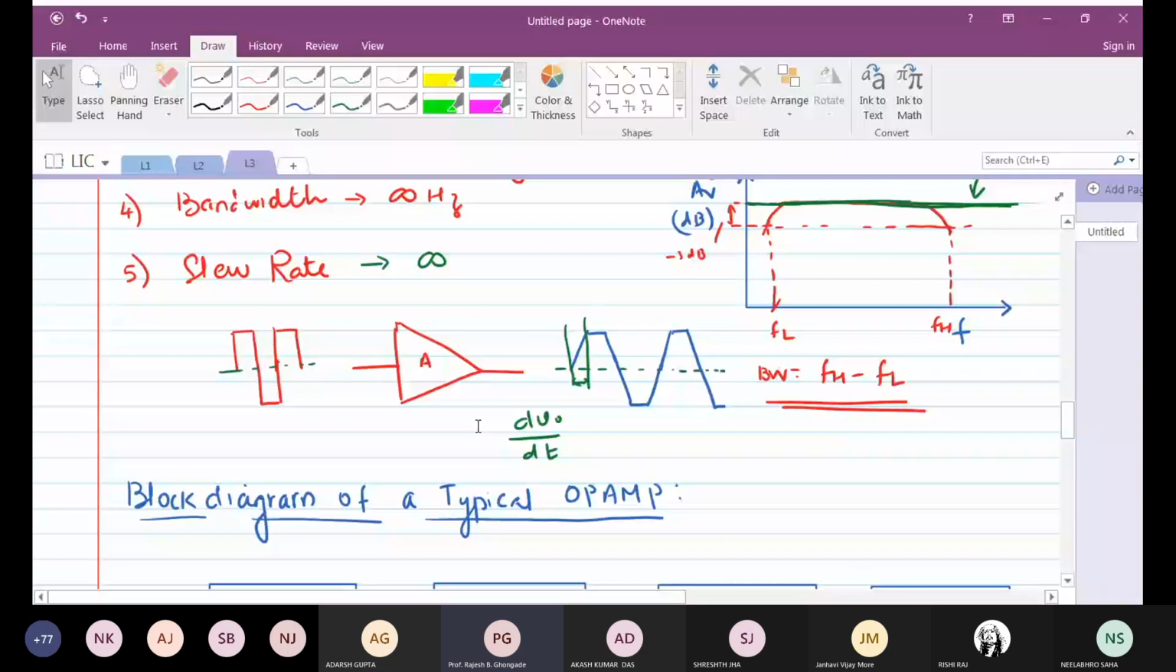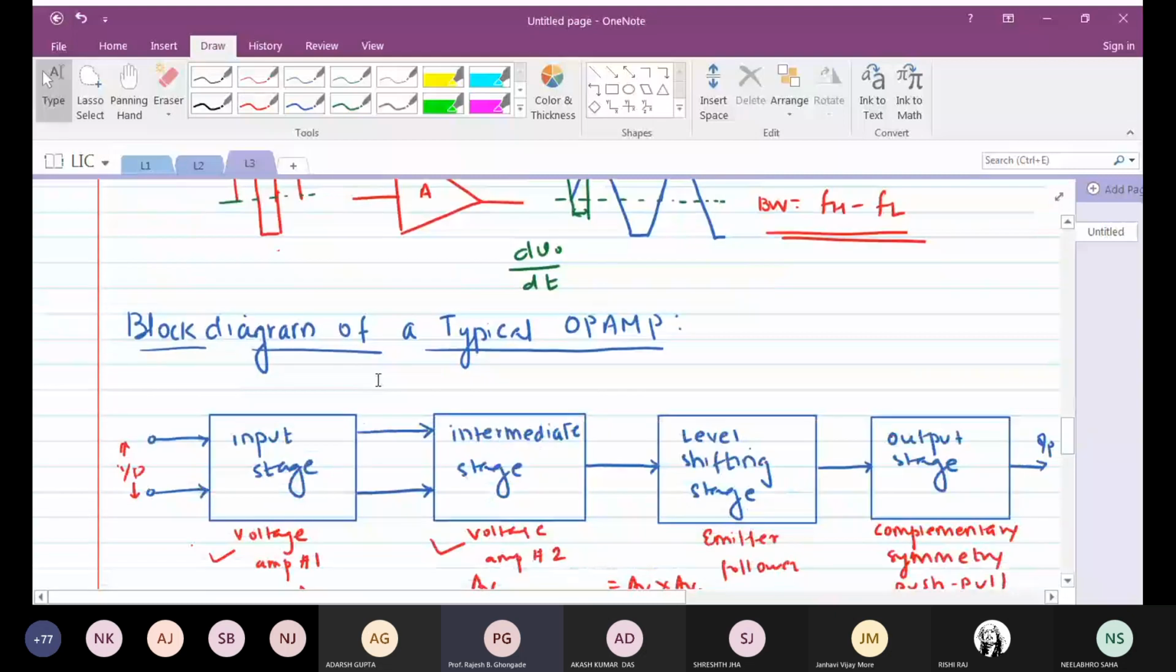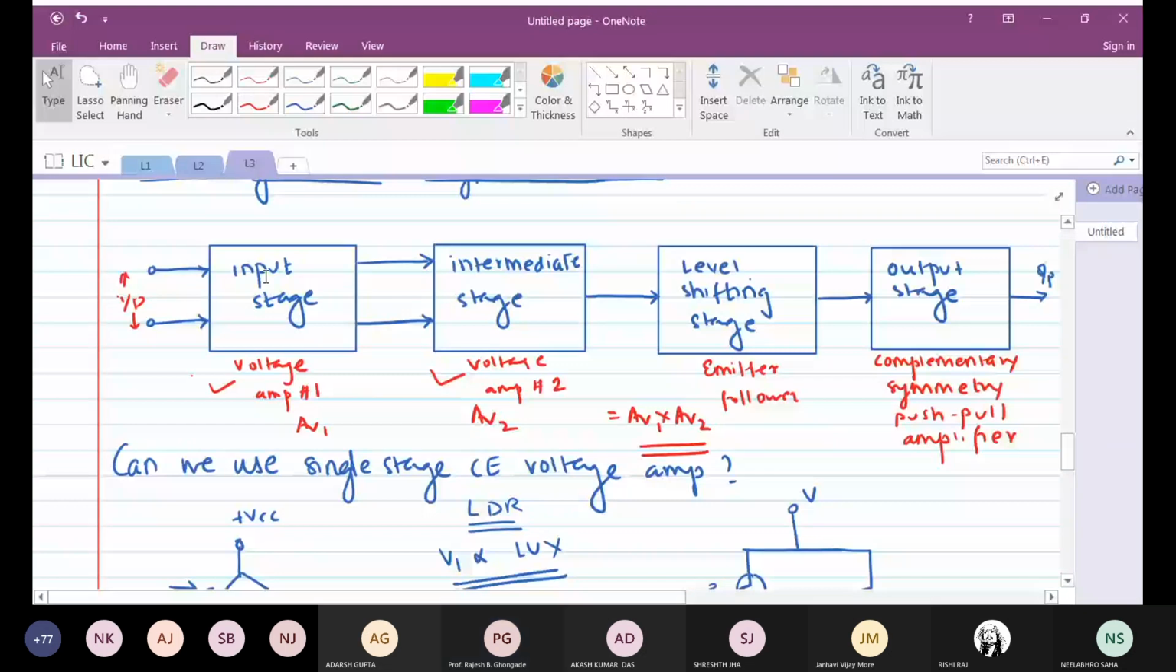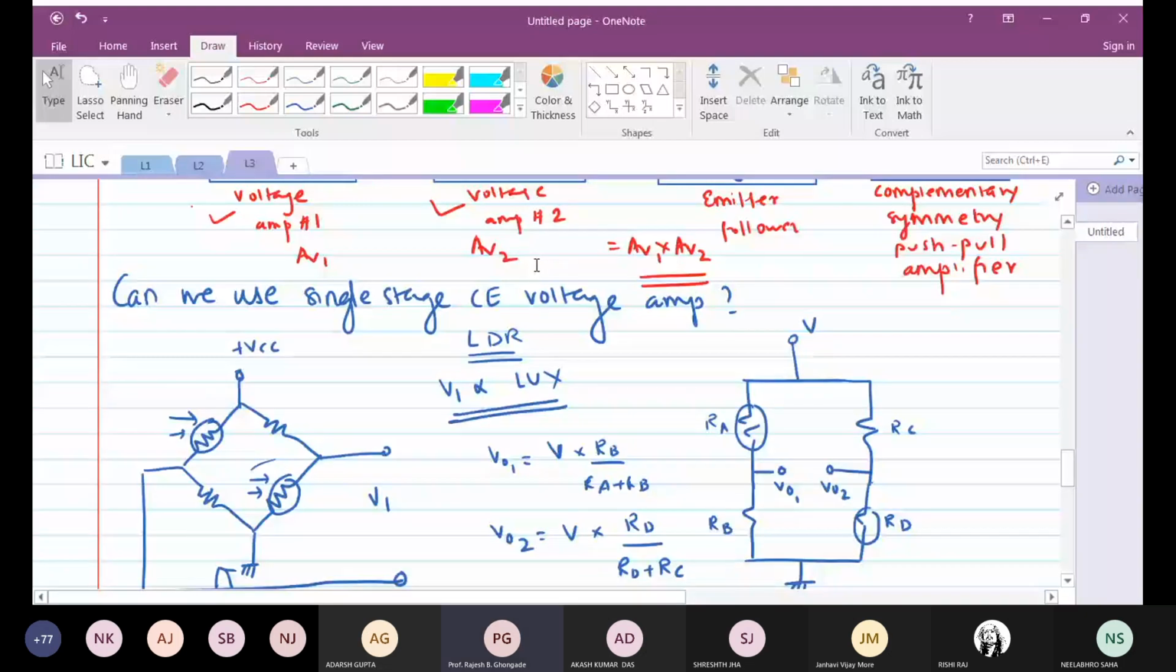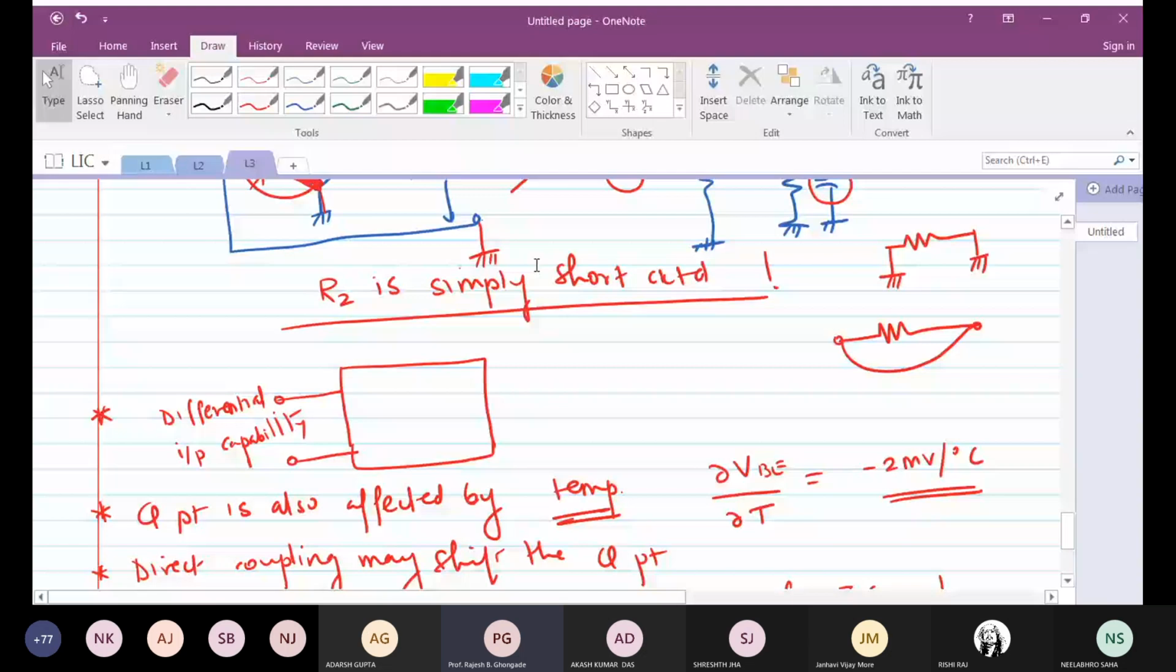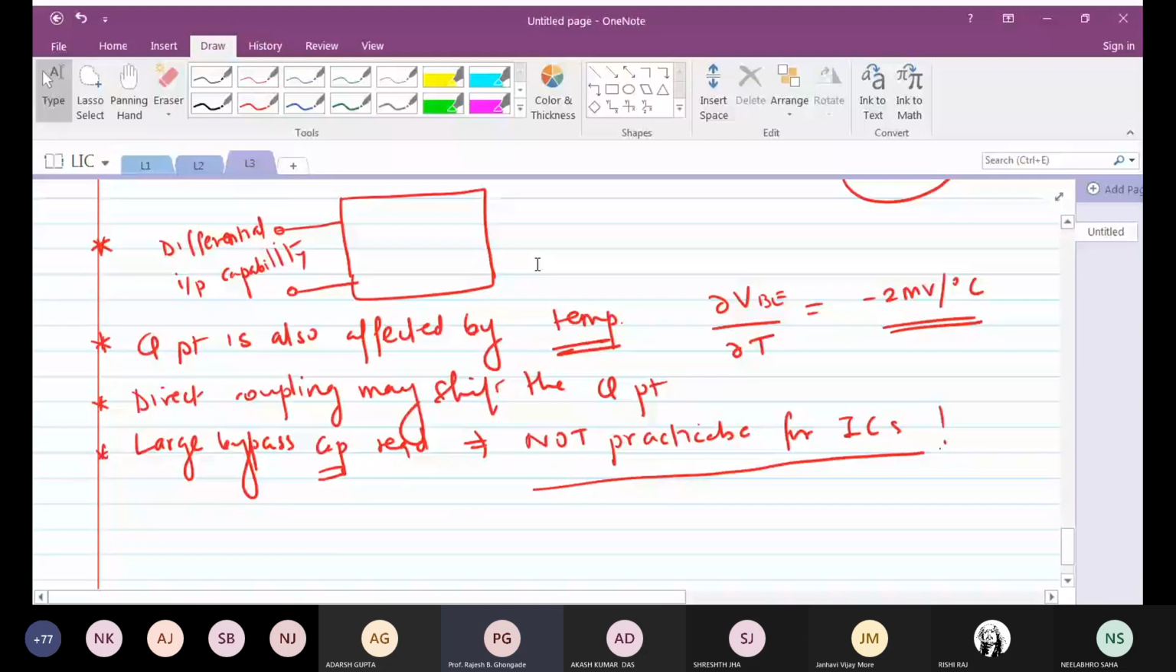Then we started off with discussing the block diagram of the typical operational amplifier, wherein there were two stages required because we require a very large gain. So we said, why not use single stage common emitter voltage amplifier, use two such amplifiers to make input stage and the intermediate stage. We said that there are a lot of limitations as far as the single stage common emitter amplifier is concerned, and so we have to search for a new circuit. Is that okay?